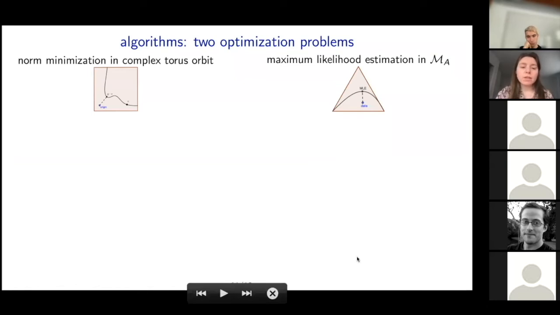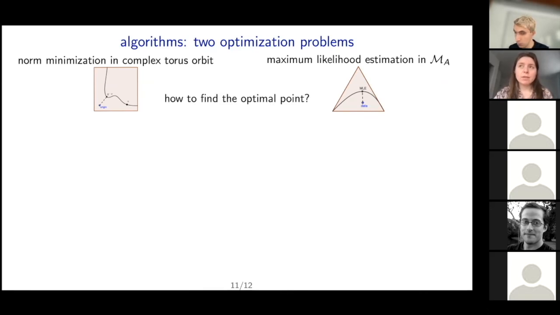Okay, so finally, I'd like to mention some similarities and differences between algorithms on these two different sides. On the invariant theory side, we have this problem of norm minimization on a complex torus orbit. And on the statistical side, we have the problem of maximum likelihood estimation in a log linear model. And algorithms exist for solving both of these problems, but we can now say that these problems are very closely related. So whenever we've solved this problem, it actually already gives us a solution to this problem. All we have to do is take our x and compute this x to the 2 divided by norm of x squared.